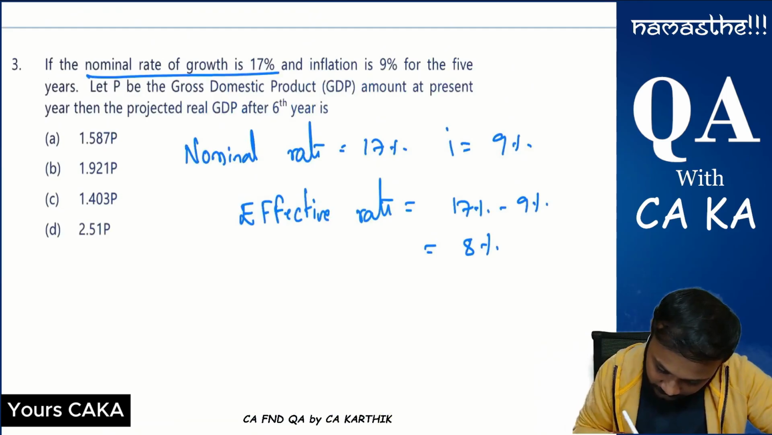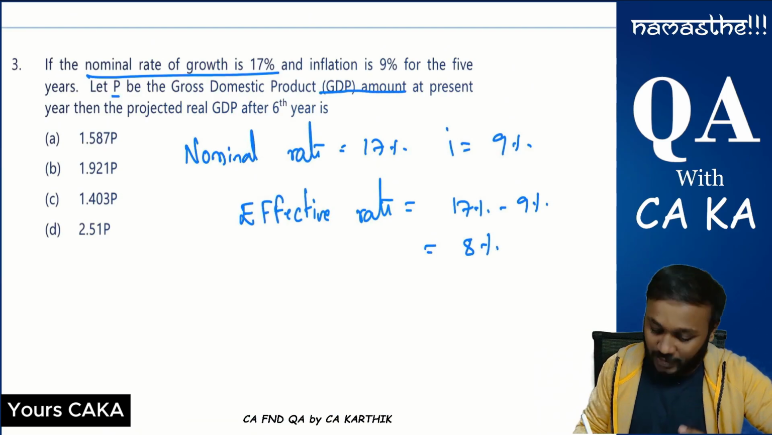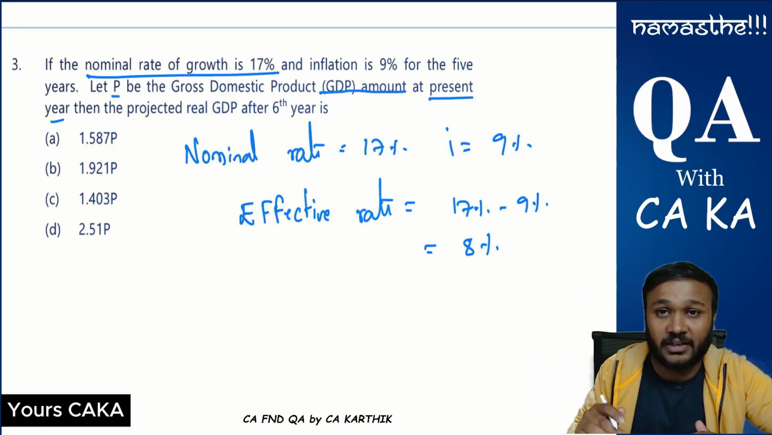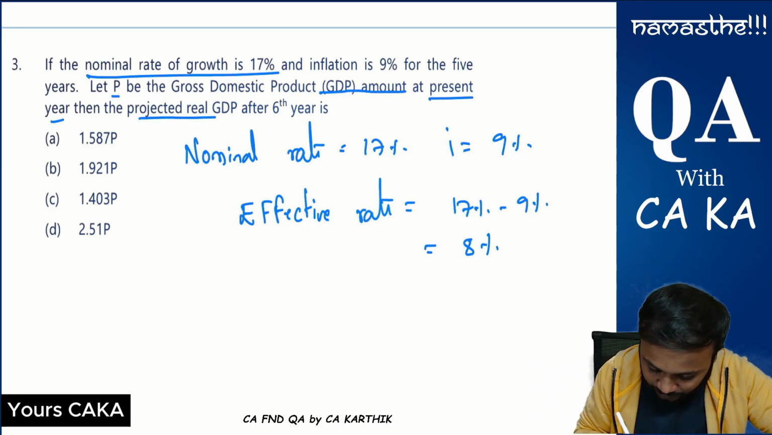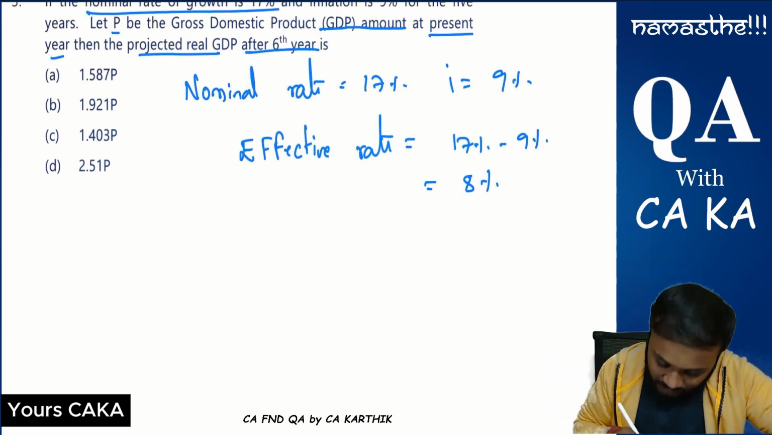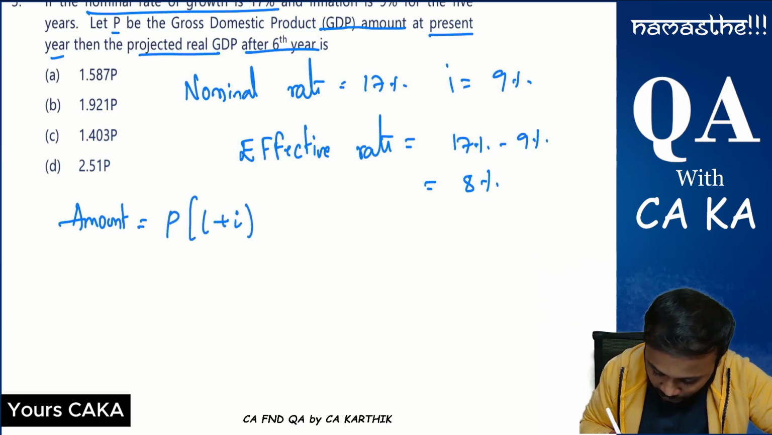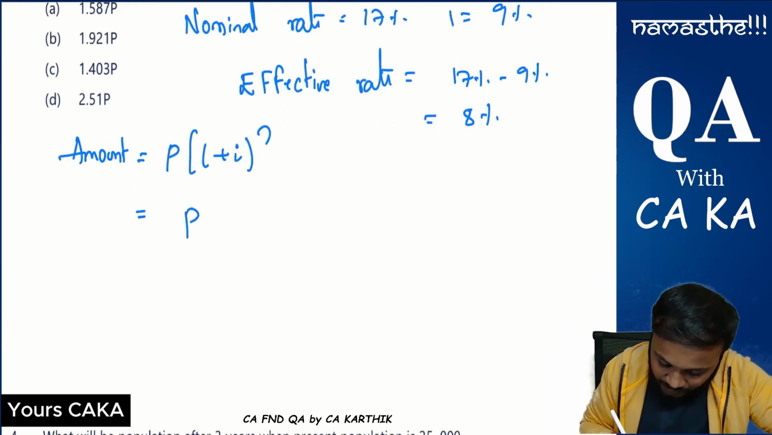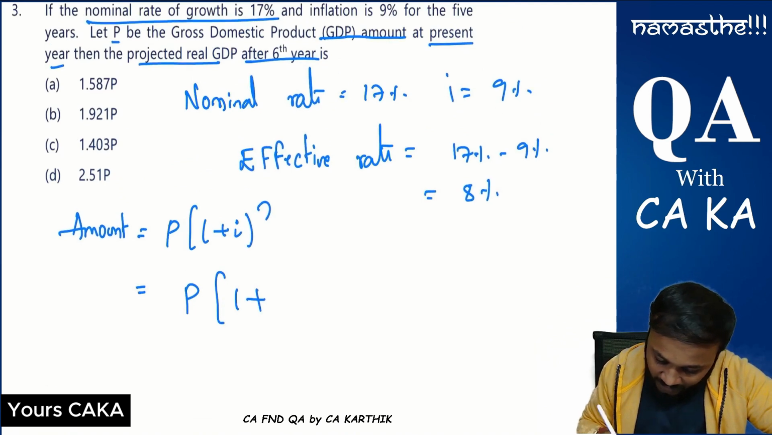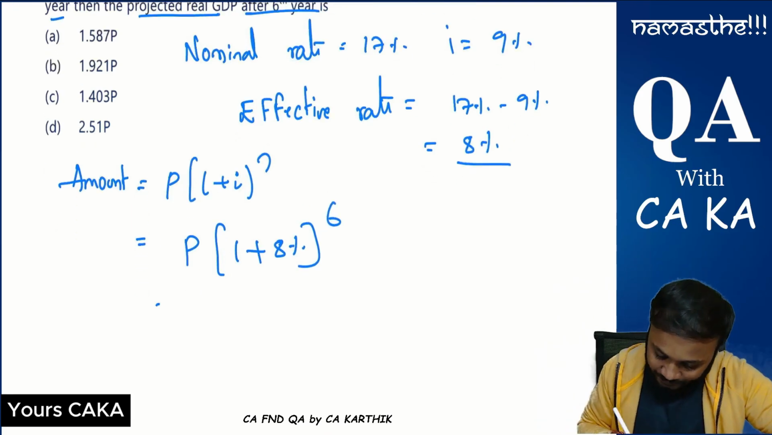Then let P be the GDP amount at the present year. The present year amount is P. Then it is asking for the projected real GDP after 6 years. Now the present value is P, and we want to find the future value. The formula is P into (1 plus i) whole power n. P is P, 1 is 1. What is i? This is 8%, not your 17%. And n is nothing but 6 years.